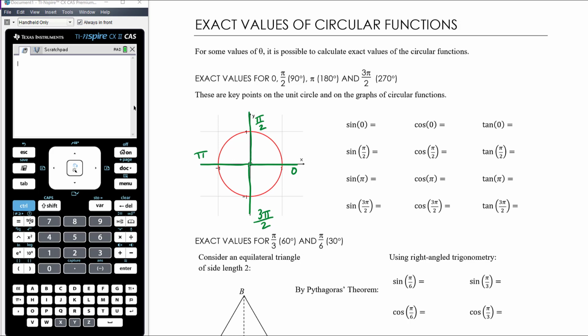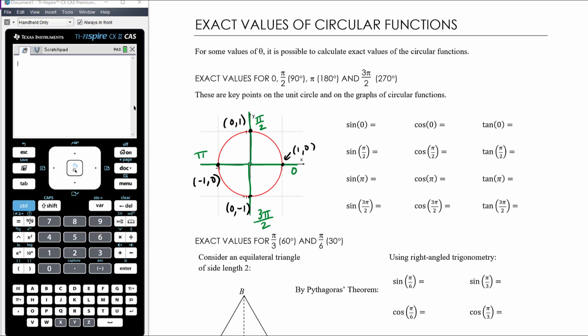Okay, so then we already know what the coordinates of these points are. So this point here, we know that's the point (1, 0). So therefore we know sine and cos at 0. We also know that this is the point (0, 1). This is the point (-1, 0). And this is the point (0, -1).